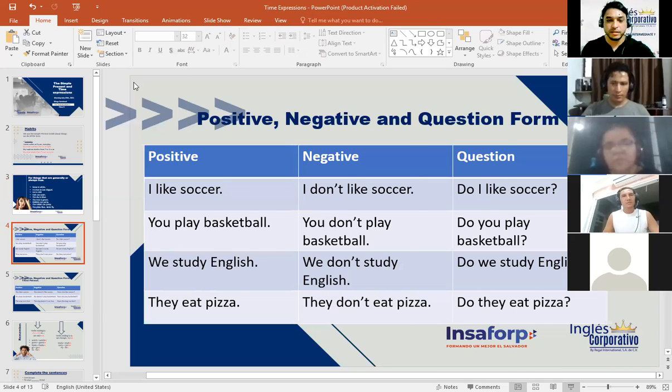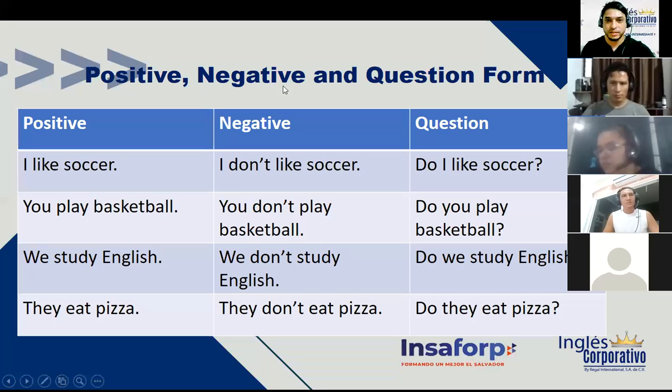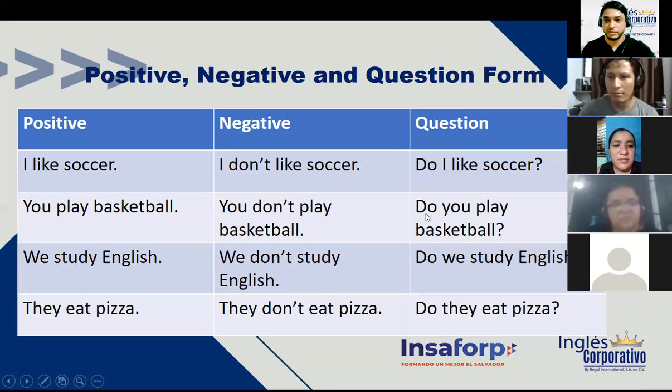Okay, in here we have the positive, negative, and question forms for the use of simple present. Can you, Manuel, please help me by reading the first sentence? Me, teacher. Okay, go, Zulma. Positive: I like soccer. Negative: I don't like soccer. And question: do I like soccer? Okay, it's very simple.